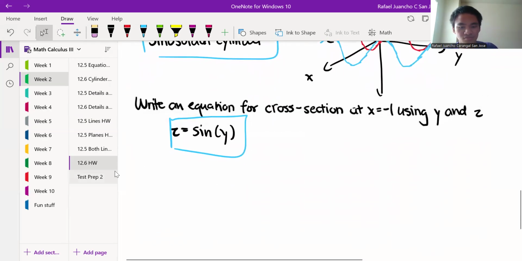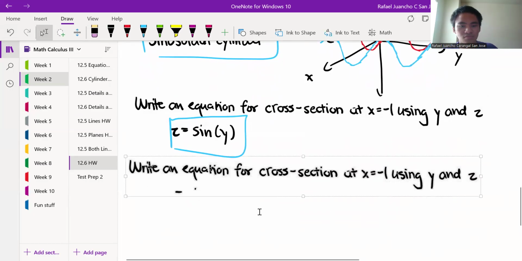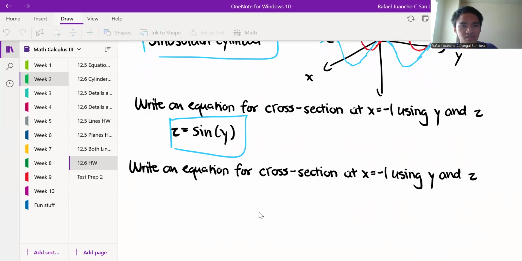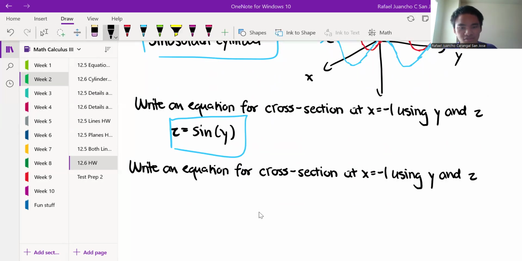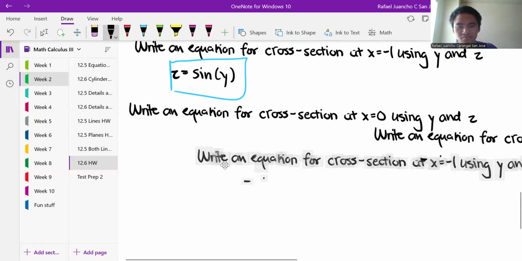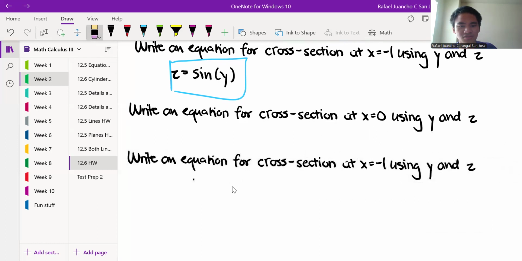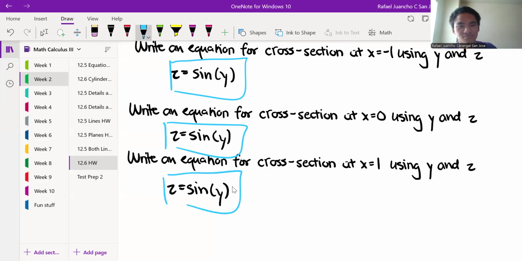And we do the same thing again based on what we're being asked. I'm just going to copy paste. Okay. So here the next thing we're being asked is to write an equation for the cross section when x is 0. And then lastly, when x is 1. Which honestly, they're all the same thing. Because wherever x is, that's the answer for that one. That's the answer for this one. So it's really that easy. Maybe I shouldn't have written it anymore. I'm going to type it in.